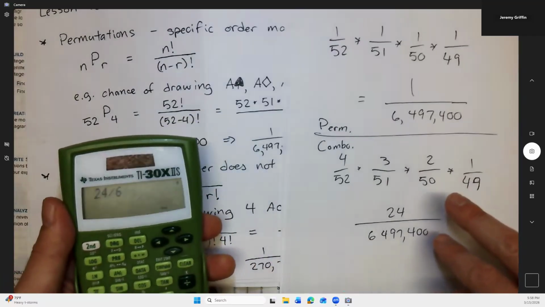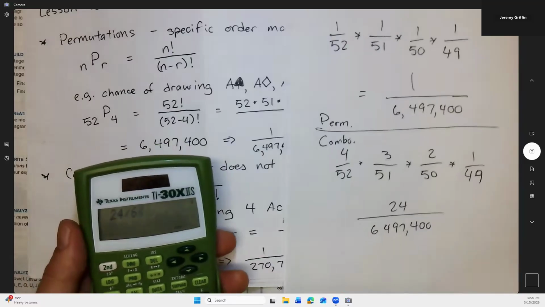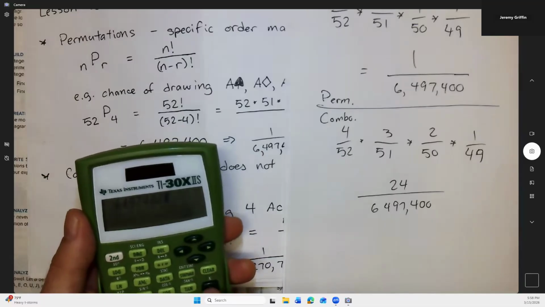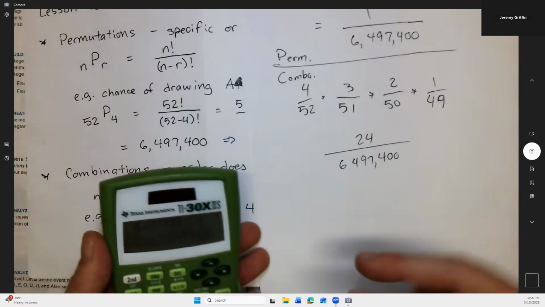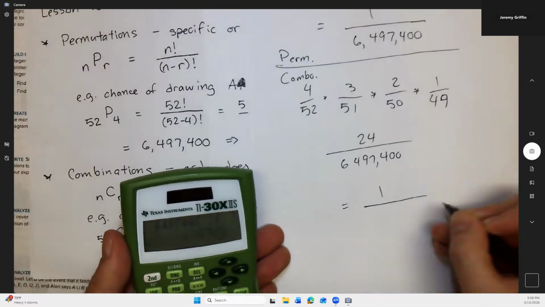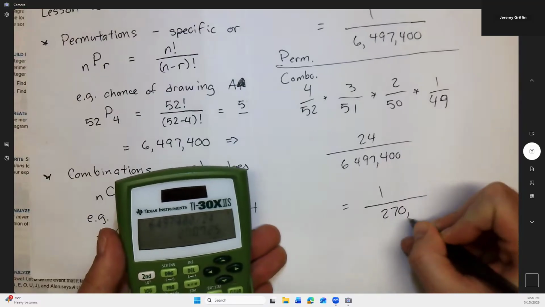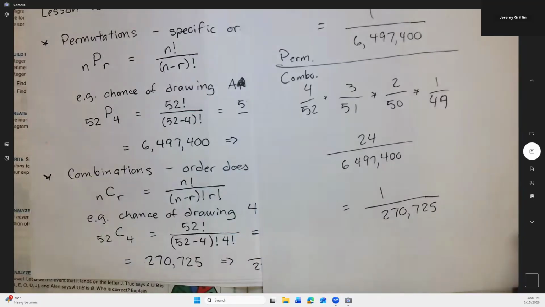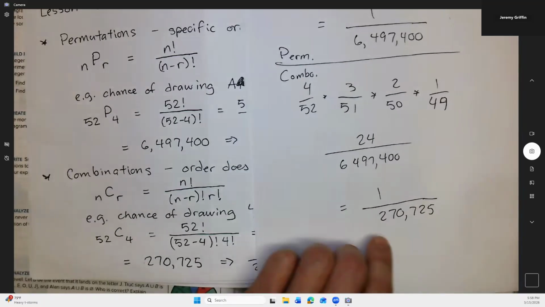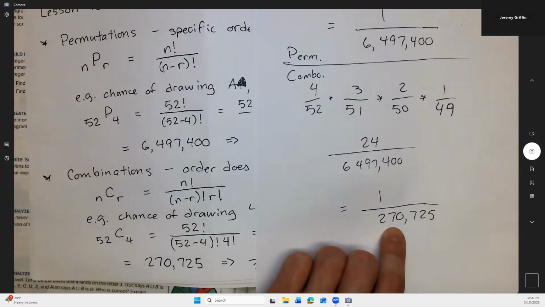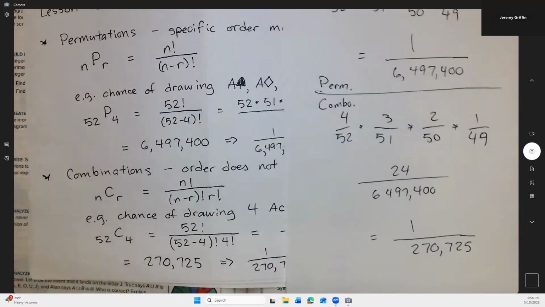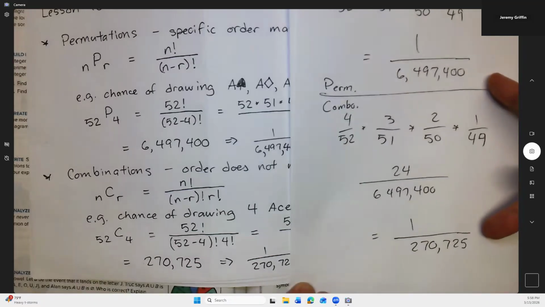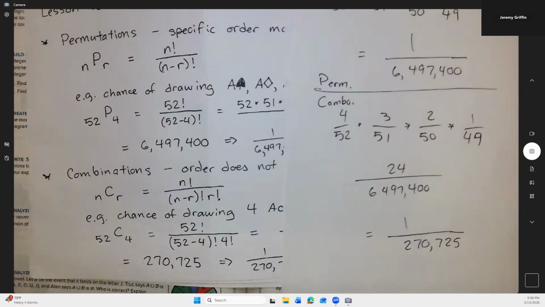You know what I'm going to do? I'm going to actually take the reciprocal. So that'll be 6,497,400 over 24, and then go back and take the reciprocal again. It'd be 1 out of 270,725. So again, if I don't care about the order specifically, I just want the four aces, there's a 1 in 270,000 chance that the first four cards I draw will be the four aces, where I don't care about the order, which is a lot more likely. Once you don't care about the order, it's a lot more likely to happen.